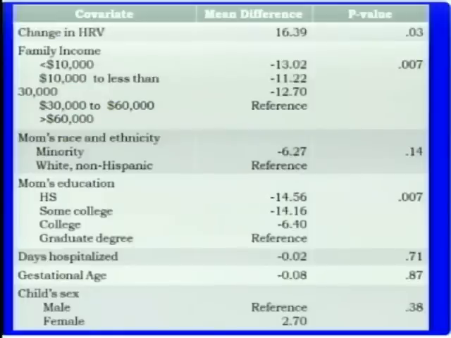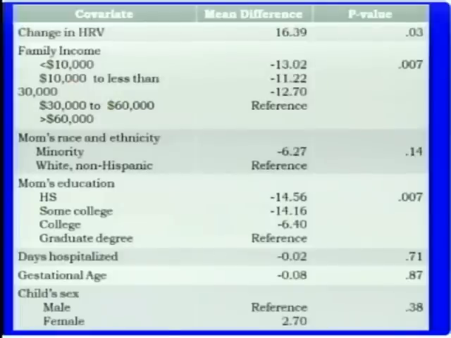Family income, again, you can see not quite a trend response, but they're all hovering around 11, 12, 13 points relative to this reference group of the highest income bracket. Mom's race and ethnicity, probably not surprising. This is consistent with the literature that minority children have at least half a standard deviation lower cognitive function at 24 months than their white non-Hispanic peers and so forth. You can go through the rest of them in terms of mom's education.